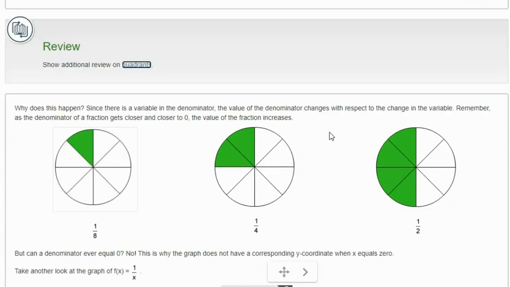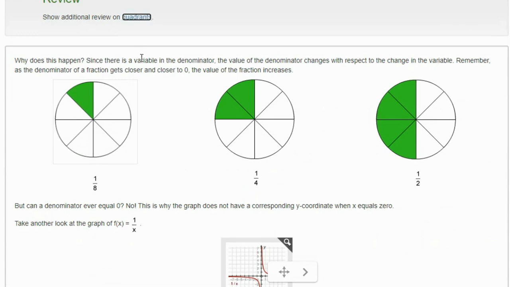So why does this happen? Since there's a variable in the denominator, 1 over x, the value of the denominator changes with respect to the change in the variable. Remember, as the denominator of a fraction gets closer and closer to 0, the value of the fraction increases, right? Because 1 over 8 is just 1/8, as shown in this little pie graph.